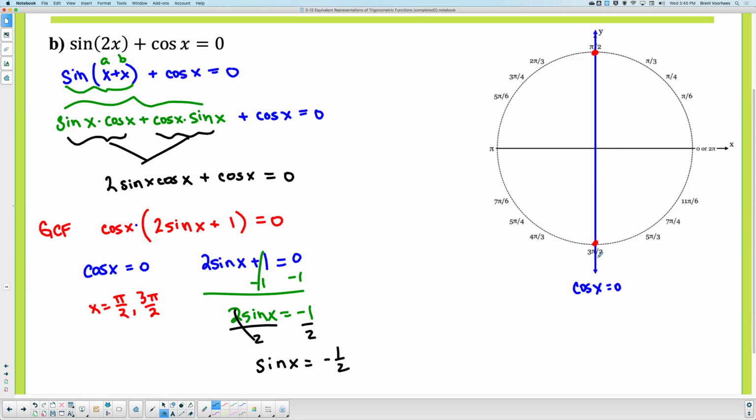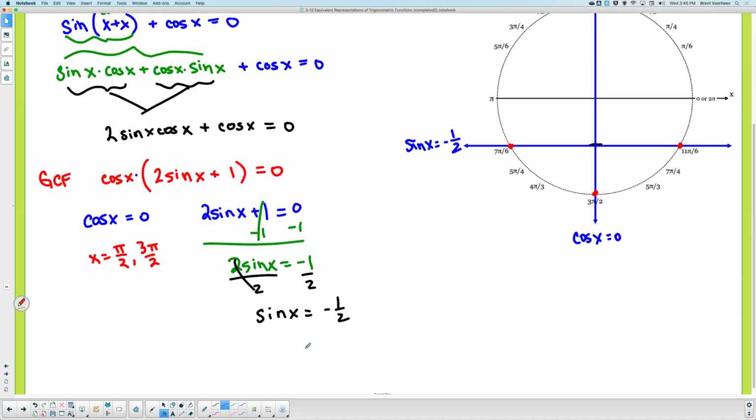And again, using the unit circle, sine is y. When y is -1/2, it's approximately right there. So if I go ahead and add in this line, let's go through here. If sine x equals -1/2, that would have two solutions. That would be 7 pi over 6 and 11 pi over 6. You could do your inverses if you wanted to. 7 pi over 6 and 11 pi over 6.